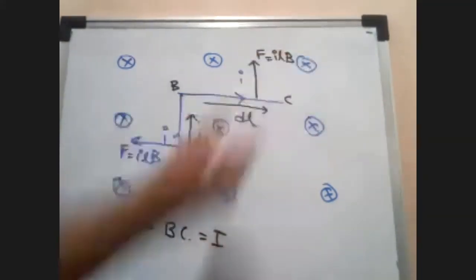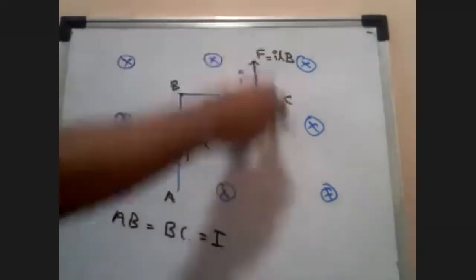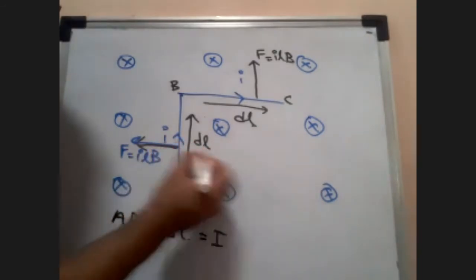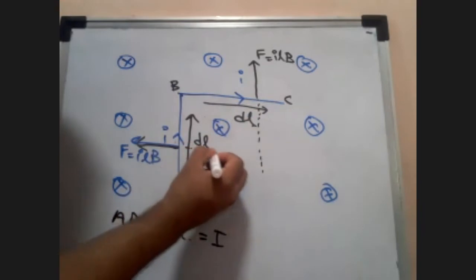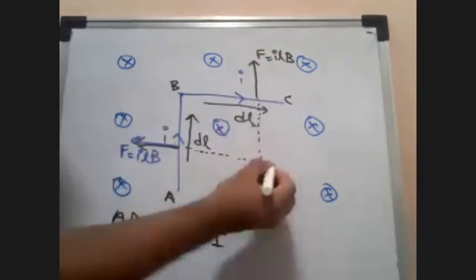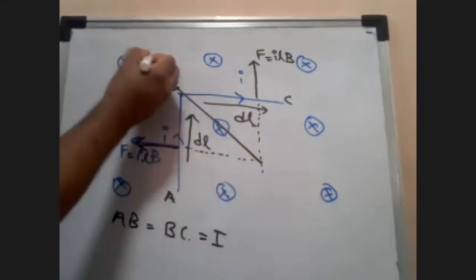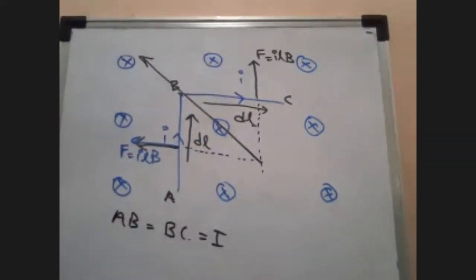So if you know that the force here is in this direction and the force here is in this direction, then what is going to be the resultant force? You can actually extend this here like this. Extend it down. So if this is force and this is force here, what will be the resultant force equal to? Root 2 ILB.